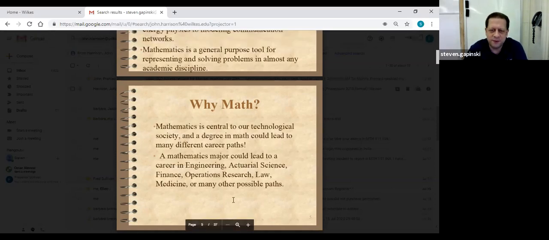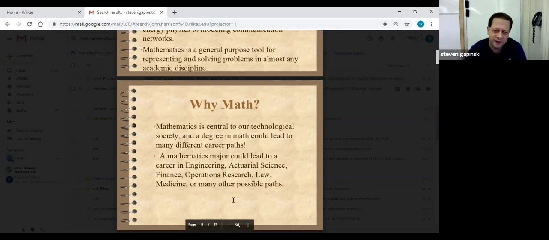Actuarial science is probably one of your hotter areas, or was, in terms of people who look at setting insurance rates or determining risks. There's a whole process that allows you to get certification as an actuary.